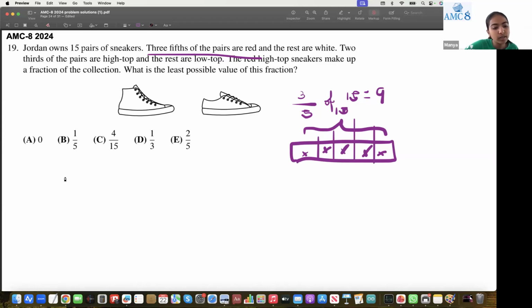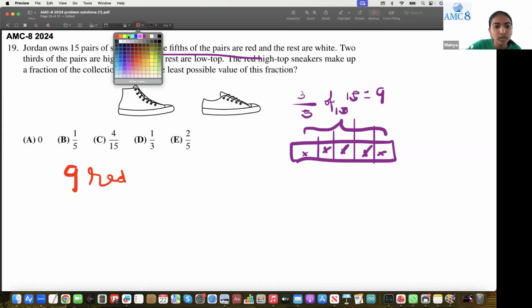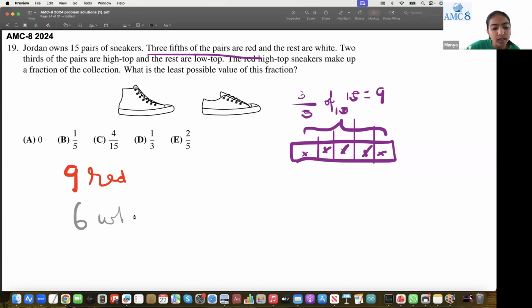So we know that there's 9 red. So here, I'll write 9 red, and there's going to be 6 white, because it's 15 minus 9, which is going to be equal to 6. So 9 red and 6 white.